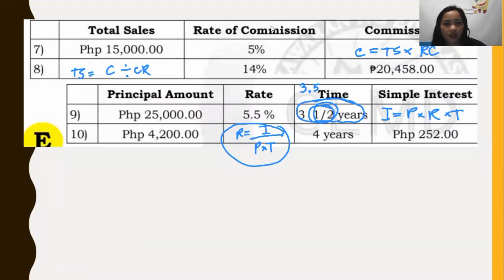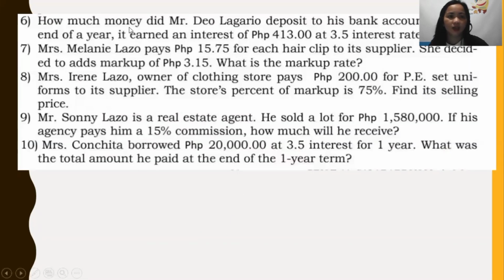So, let's see the next slide. All right, we have here the continuation of the word problem. How much money did Mr. Deo Lagario deposit to his bank account if at the end of the year, it earned an interest of 413 pesos at 3.5% interest rate? No. So, ang tinatanong dito, magkano daw ba yung i-deposit niya?